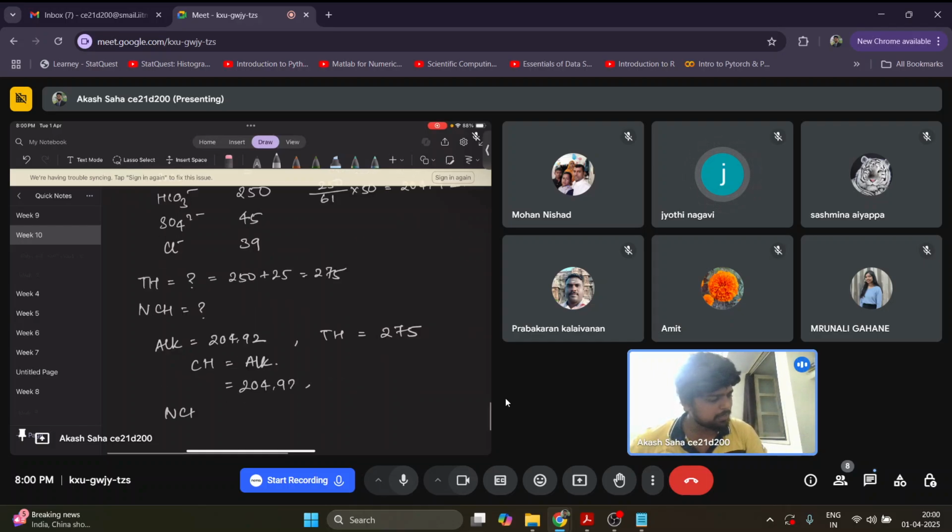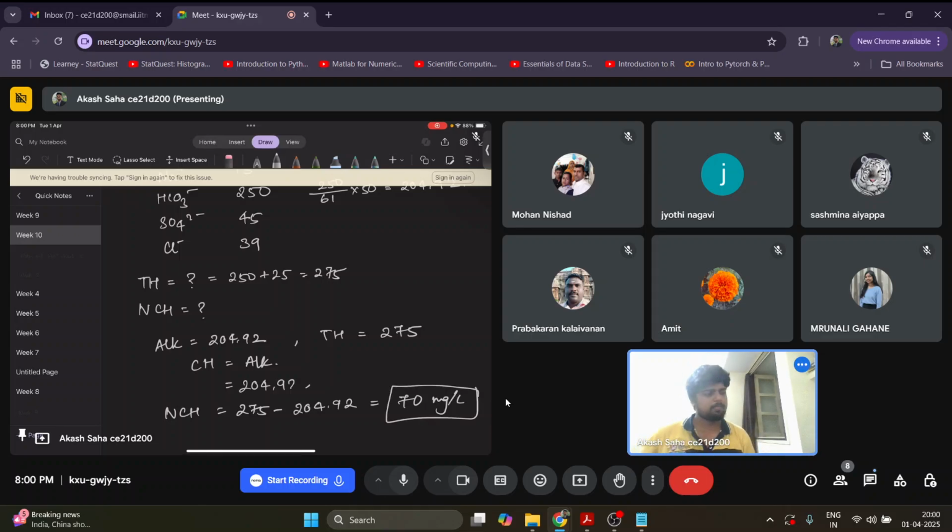So my non-carbonate hardness will be 275 minus 204.92, that is roughly around 70 milligram per liter. Okay, so that's how you have to do it.